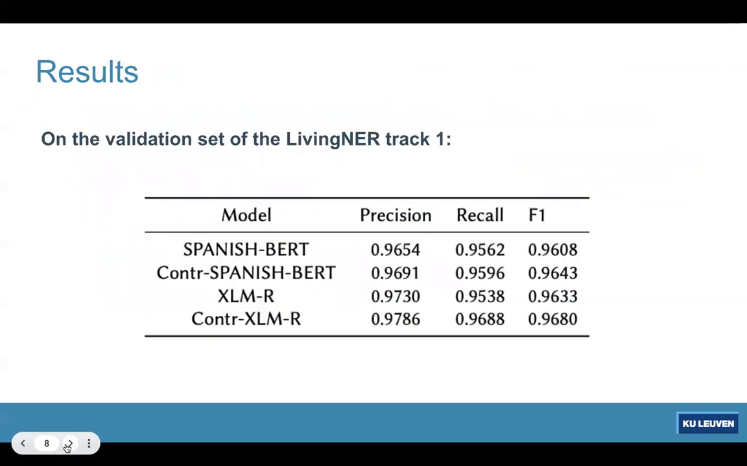As far as the results are concerned, this table represents the results of our baseline models, which involve a Spanish BERT model and an XLMR model, and also the contrastively pre-trained models on the development set of LivingNER. It can be seen that the contrastively pre-trained models improve upon the already high-performing baseline models based on transformers.